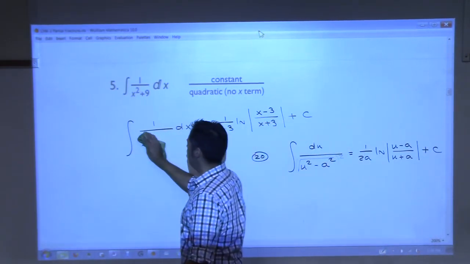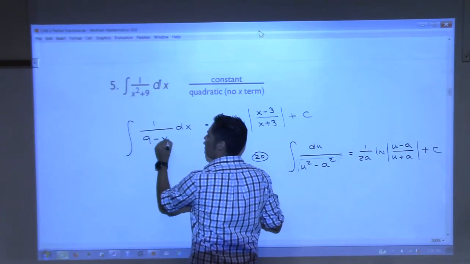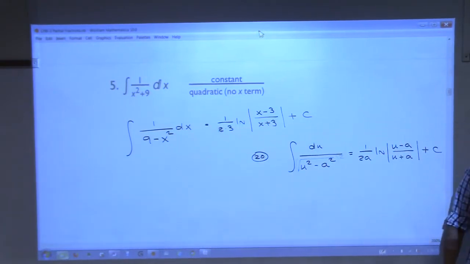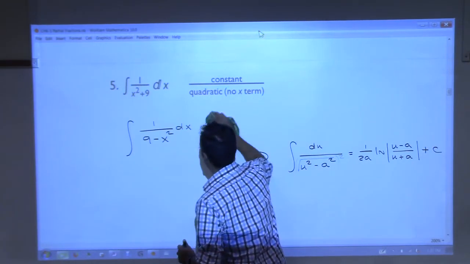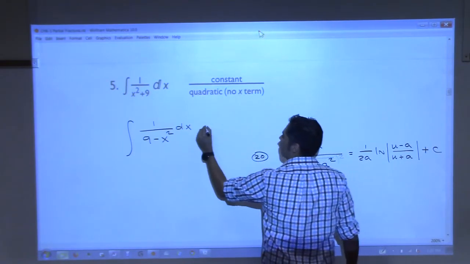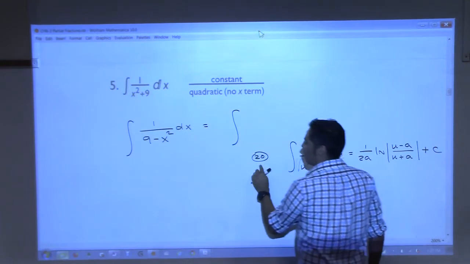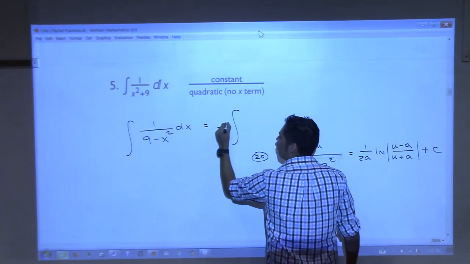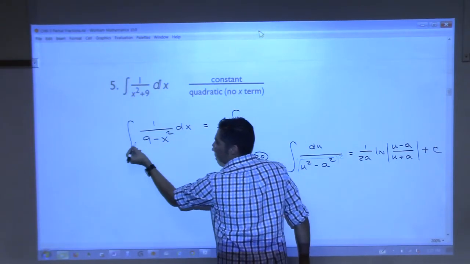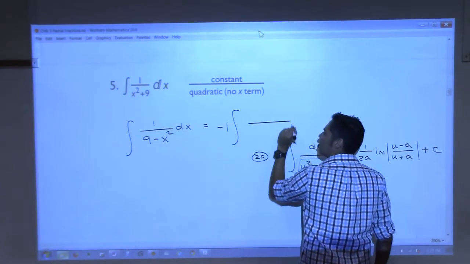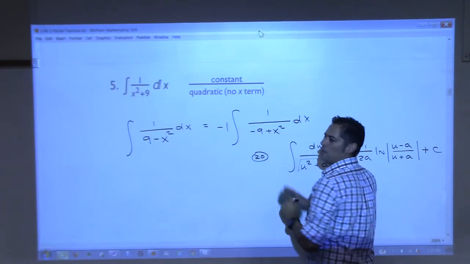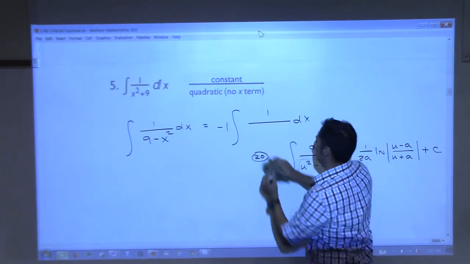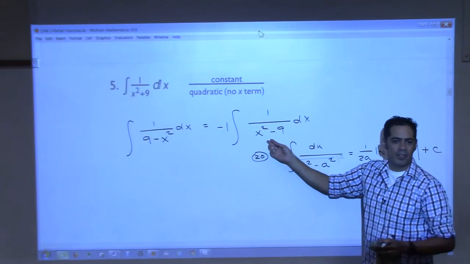What happens if I change this to 9 minus x squared instead? There is formula 19, isn't there? However, I understand it's formula 19, but I want you to also understand that what you could do is still use formula 20, but just pull a -1 out. So imagine if I factor a -1 out of the bottom, right? Wouldn't that change the bottom to -9 plus x squared? Like that? And then that right there is really that, and that's a problem we just did before, right?